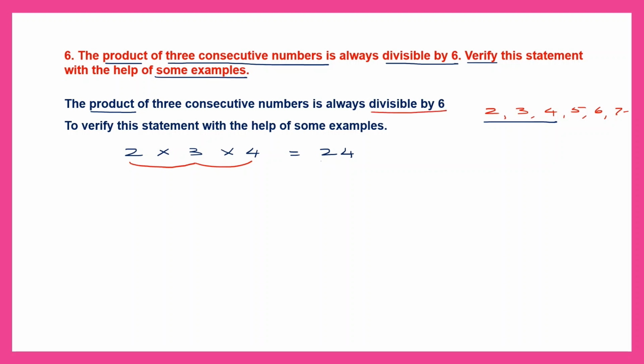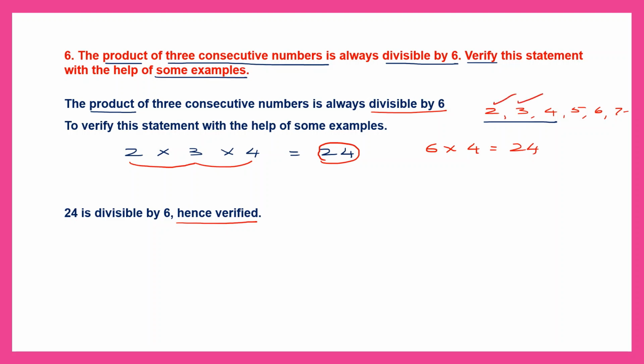Is 24 divisible by 6? Yes, 6 fours are 24, isn't it? So 24 is divisible by 6 and hence we have verified the statement to be true. So this statement is true. Now let's take another example. So here first what did we do? We took 2, 3 and 4. Now let's take the next three numbers 5, 6 and 7. Okay, so let's do that.